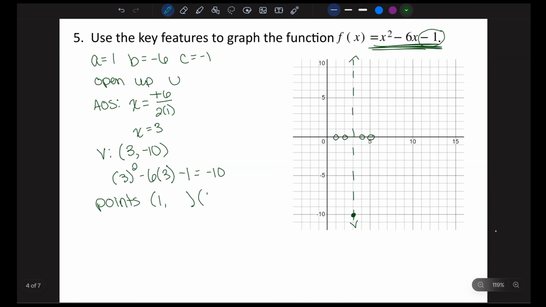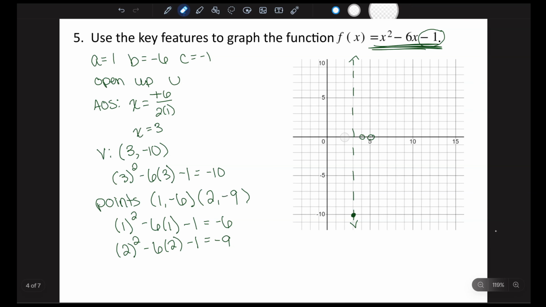So I'm going to plug 1 in, and I'm going to plug 2 in just like I did with my vertex. So I have 1 squared minus 6 times 1 minus 1. That's going to give me a y value of -6. I'm going to do the same thing with 2. 2 squared minus 6 times 2 minus 1. That's going to give me a y value of -9. So I'm going to go plot these. Let me erase these extra little dots I put on here. So 1, -6, and 2, -9.